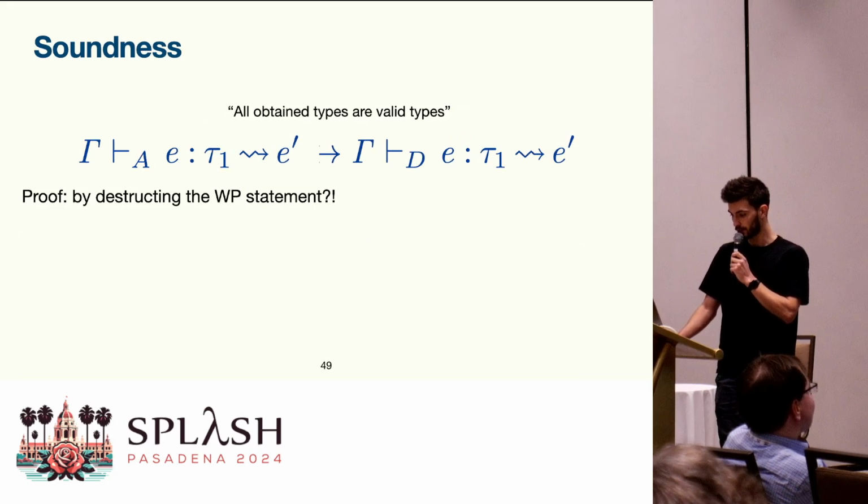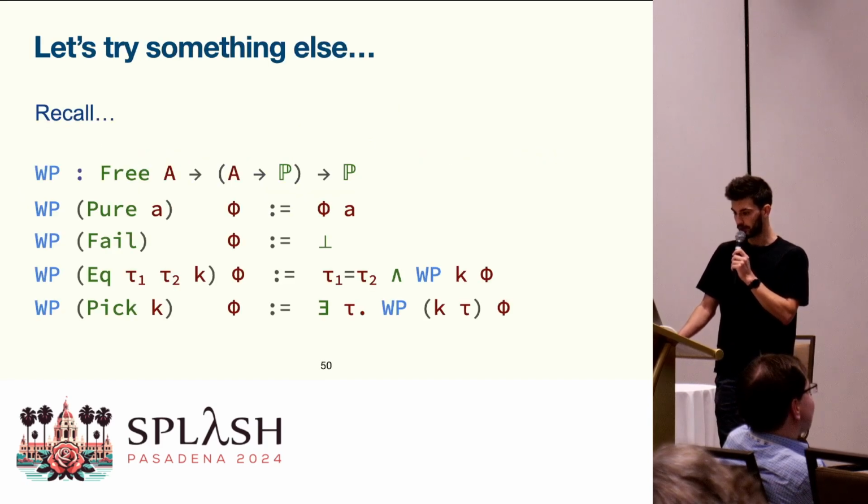Soundness is a little bit more tricky. Essentially, we have to destruct this WP statement because the algorithmic typing is now an assumption. So maybe we can try something else. We can define a dual semantics.